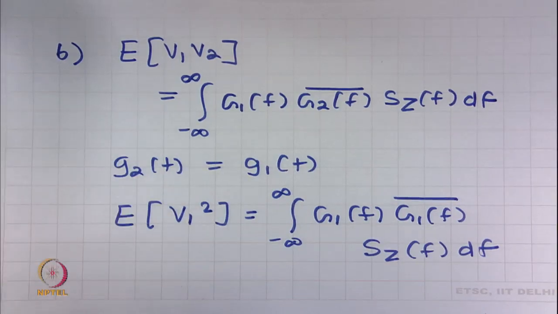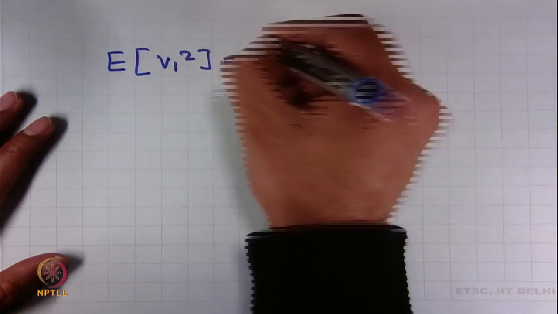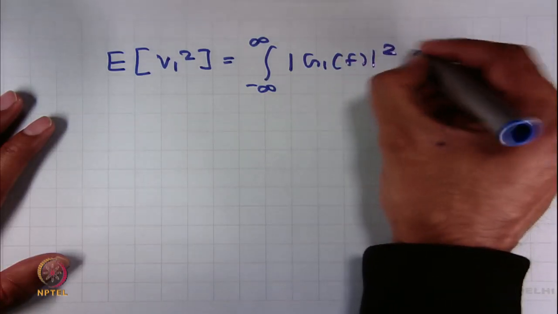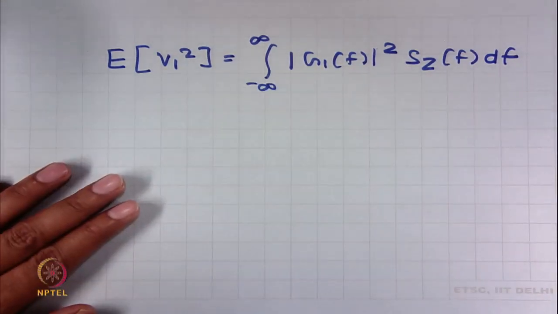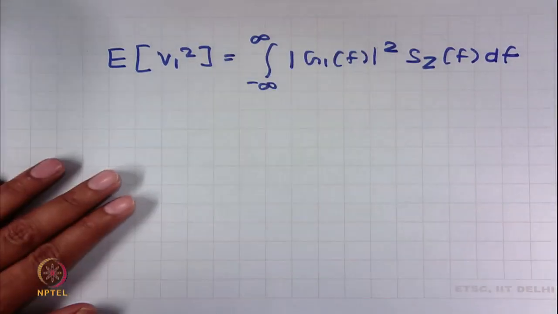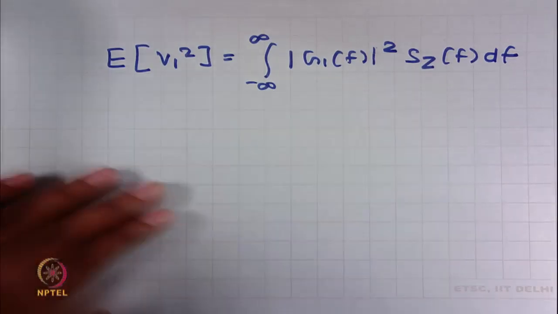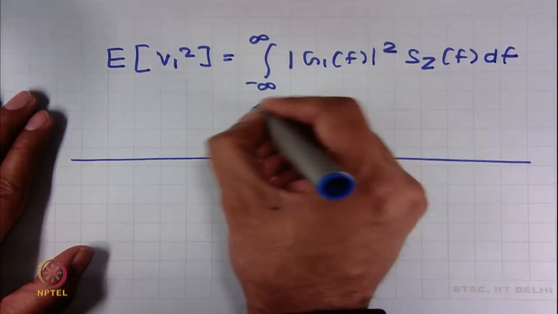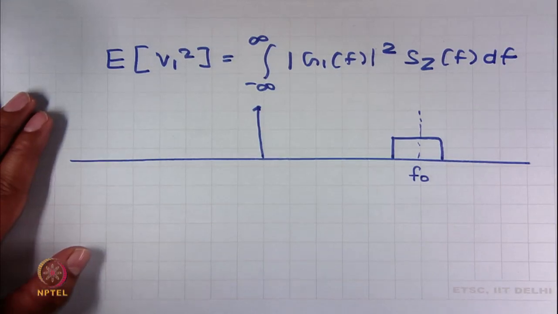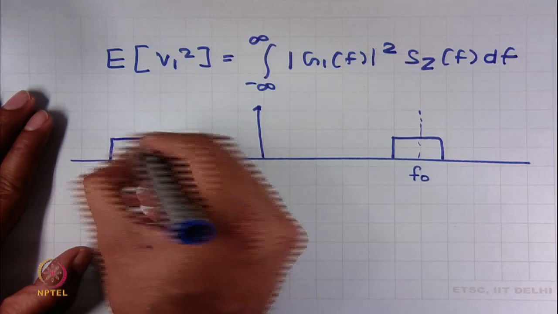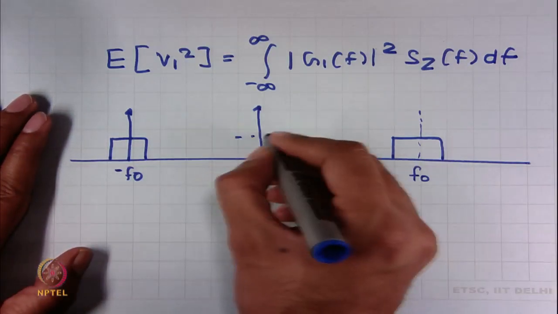and from here what we will get is expected value of V1 square is this thing. Now, because G1(f) is the Fourier transform of a deterministic function g1(t), I can choose any g1(t), and thus I can choose any G1(f). And so, let me propose a G1(f) which looks like this. So, 0 everywhere except, let us say, at a band around f naught. So, it only has a non-zero value at a band around f naught, and this value for simplicity let me assume is 1.